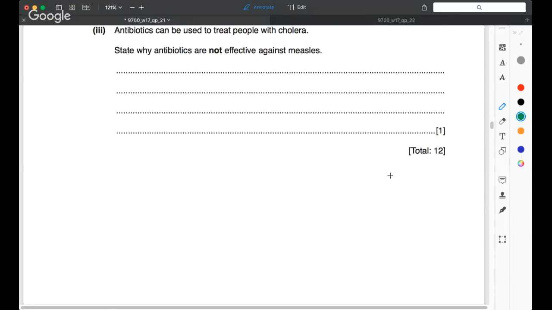Okay. Well, measles is caused by a virus. Good. That's it. Just say antibiotics are not effective against viruses because this is a virus. All right, let's take a break here.